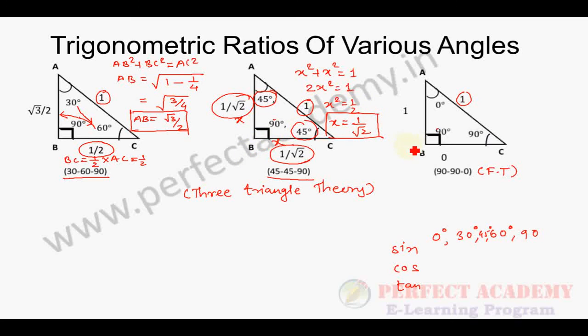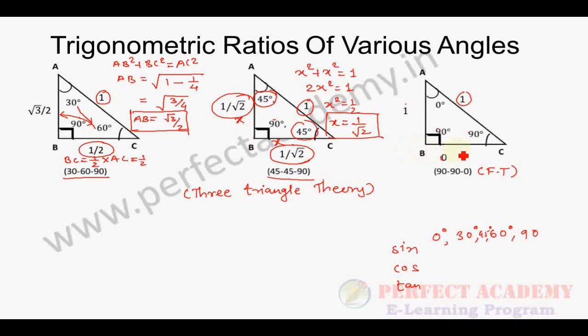Now finally we have one more isosceles triangle, because here also we have 90, 90 and 0. So if the hypotenuse is 1, the other side opposite to this 90 degree also has to be 1, and the remaining is 0 by using the Pythagoras theorem.